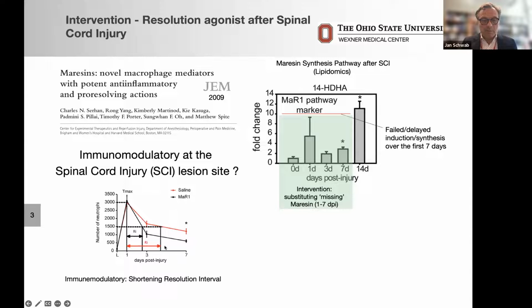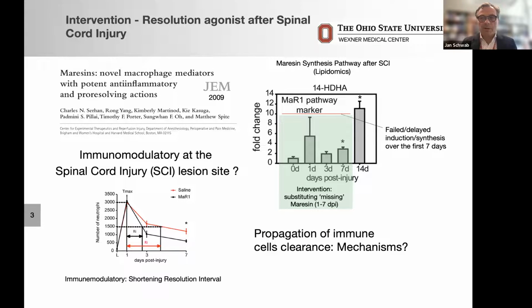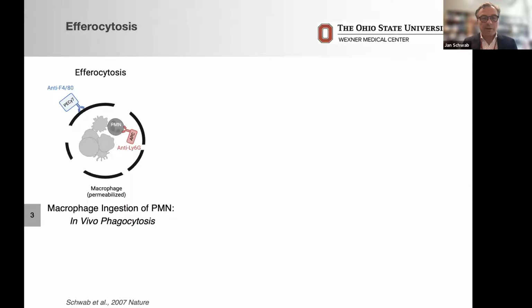And we looked here into effects, preparations of the spinal cord, and in the presence of Maresin 1 treatment, the resolution index can be shortened significantly. And we wanted to know more about how this resolution is propagated. Can we actually also trigger efferocytosis? To assess that further, I should probably explain in more detail what efferocytosis means.